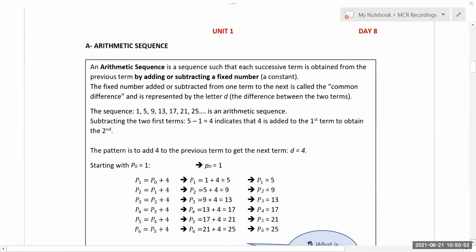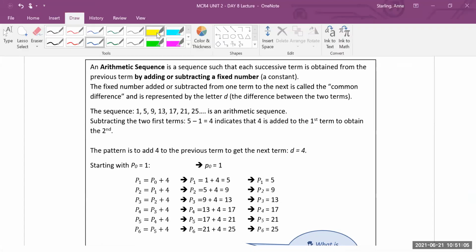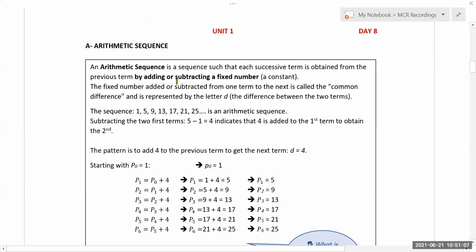Then we have 2 types of sequences that we're going to talk about, arithmetic and geometric. Our very first one is arithmetic. With an arithmetic sequence, it's where you're adding or subtracting to get to the next term, and we're adding or subtracting what's called a fixed number. So to be an arithmetic sequence, we're adding 2 every time, or we're adding 1 every time. We're subtracting 5 every time.